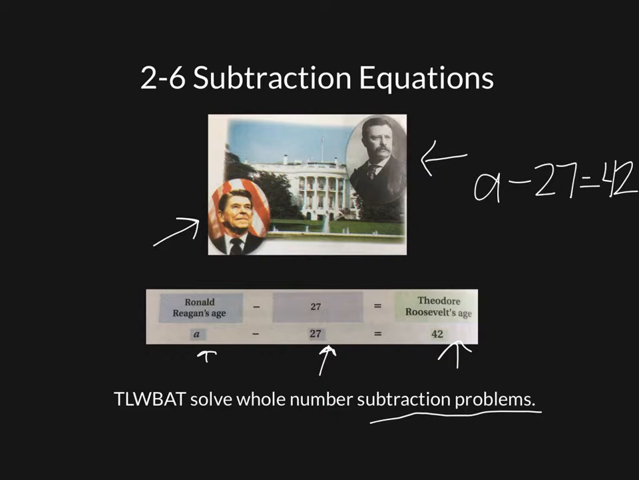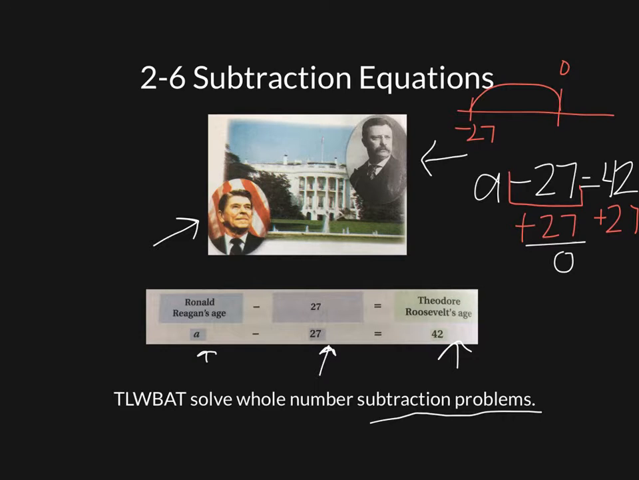So I'm going to do just like I did yesterday. Right now I have a subtracting sign, and I can look at that as a negative 27. So on my number line, here's 0, I'm at a negative 27. So in order to get back up to 0, I need to add 27 to both sides. Okay? So this side I'm going to get 0, bring down my A, equals 42 and 27 would be 69.